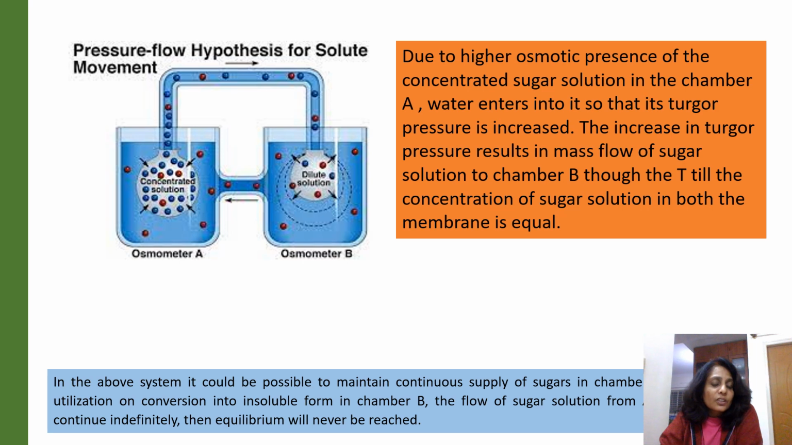So according to Munch, such a system exists in plants also, where chamber A corresponds to the mesophyll cells of the leaf, where food is being constantly produced, and chamber B, or the osmometer B, corresponds to the consumption end, that is, where the food is being constantly consumed or utilized for various metabolic activities, or it is utilized for the growth and development of the plant.